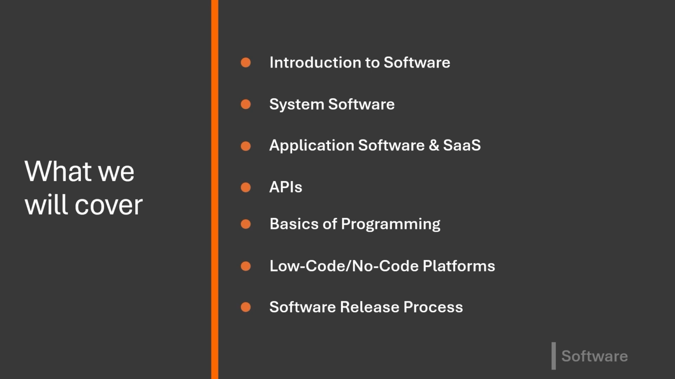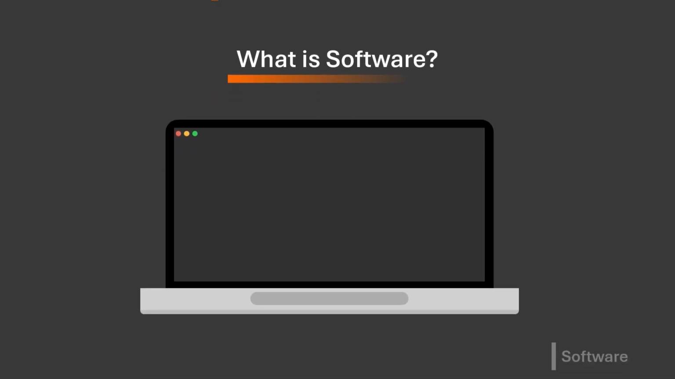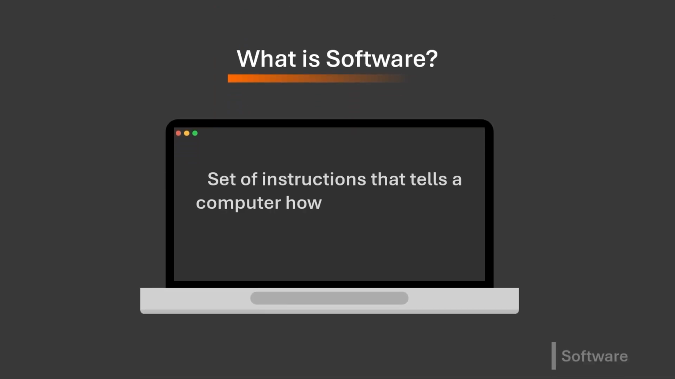By the end of this chapter, you will understand the different types of software, their functions, and their role in business operations. Software is a set of instructions that tell a computer how to perform tasks, from simple calculations to complex operations. Unlike hardware, which you can touch and feel, software is intangible. It exists as code stored in memory.